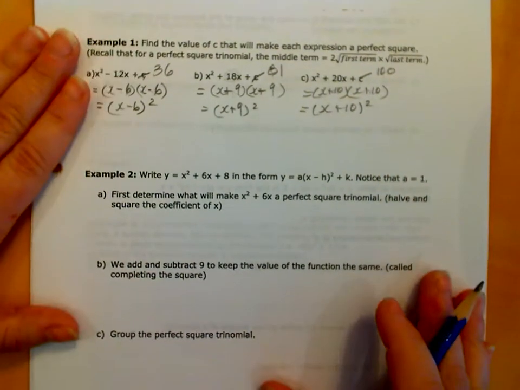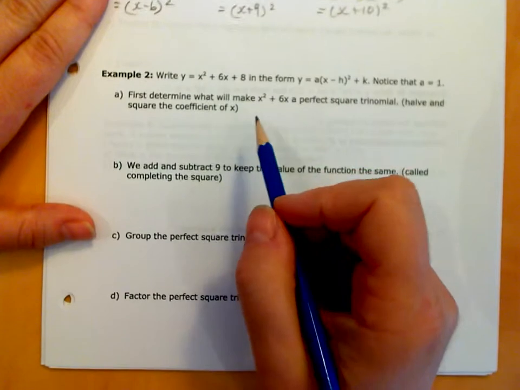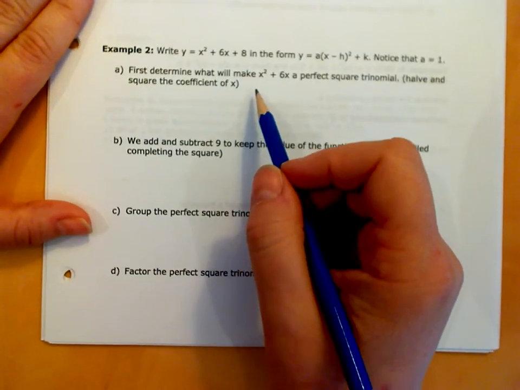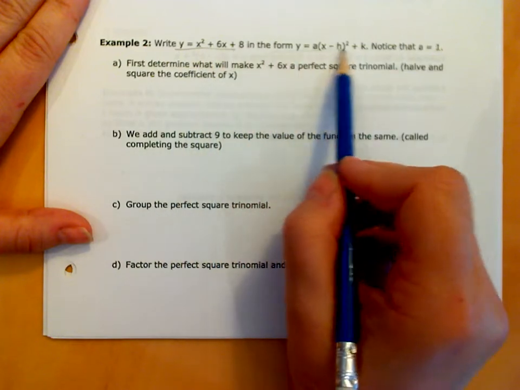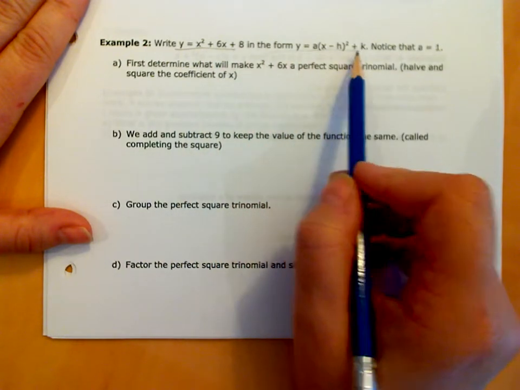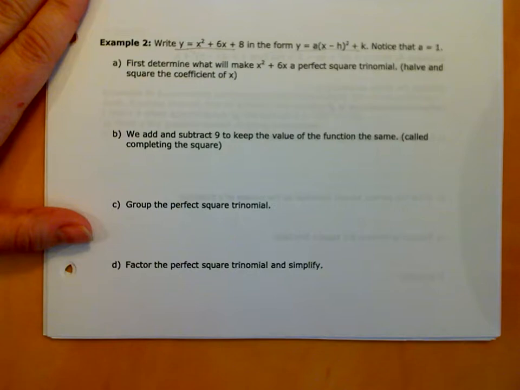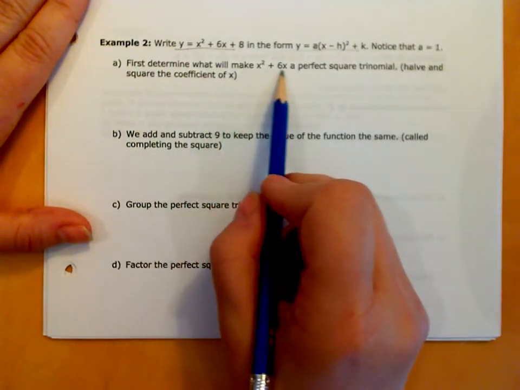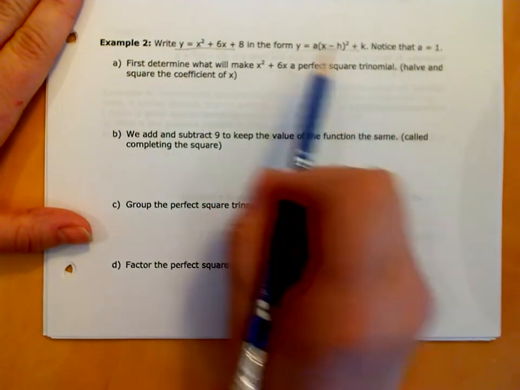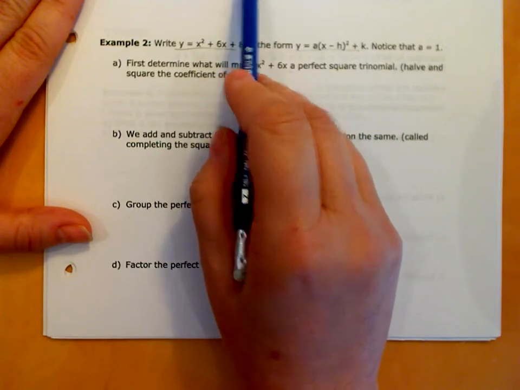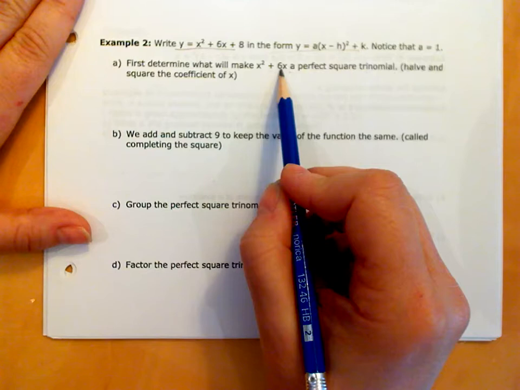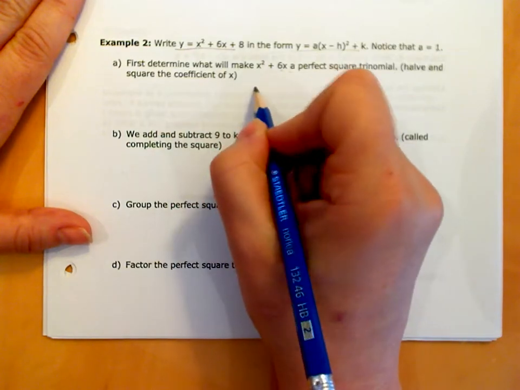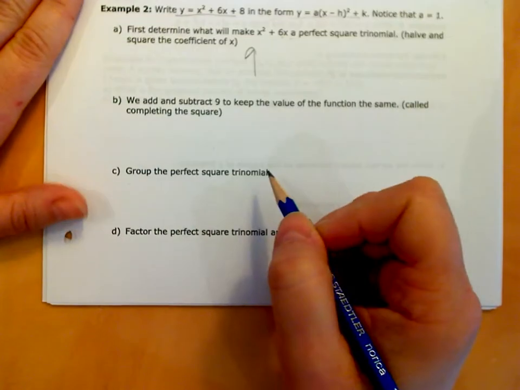So now let's take a look at the steps. I'm going to walk you through the steps one by one. When we have this and we want to put it in vertex form, here's what we do. First, we determine what will make this a perfect square trinomial. So we do exactly what we just did. We take it and cut it in half and then square it. So half of that is 3, and 3 squared is 9. So 9 is going to be the answer.